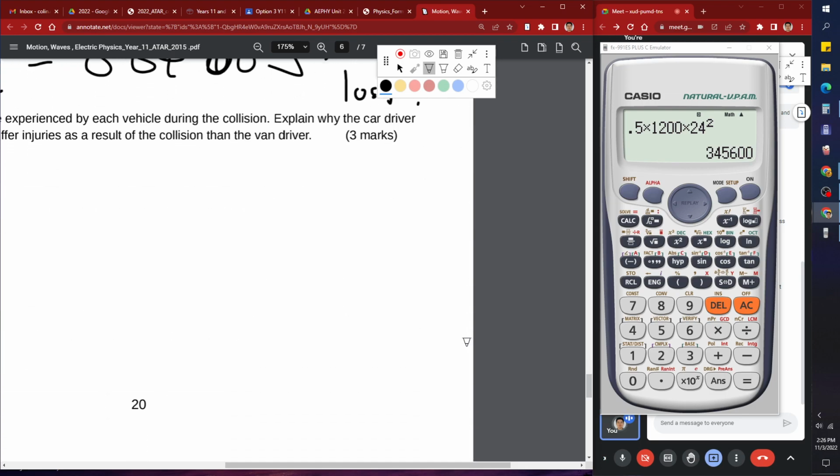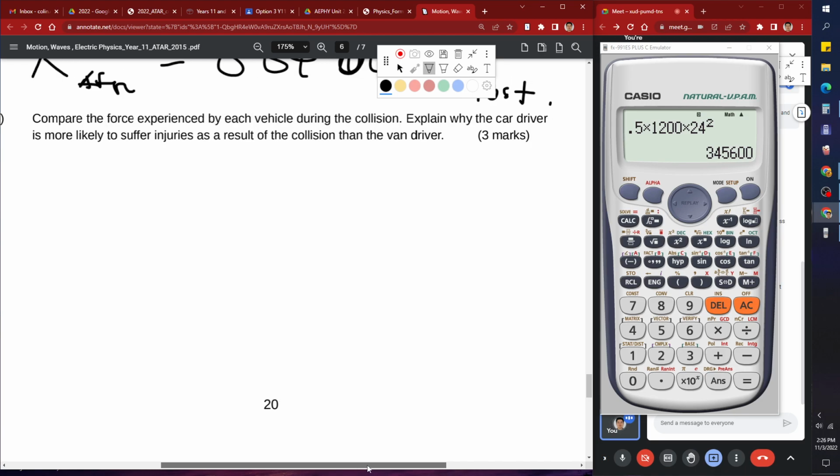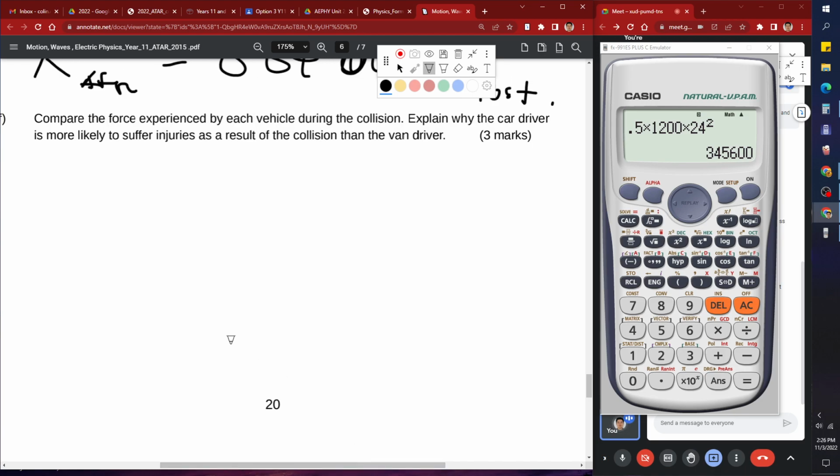These explanation ones, guys, you still gotta answer them as best you can, but don't waste your time on them at first if you find them difficult. Compare the force experienced by each vehicle during the collision. Explain why the car driver is more likely to suffer injury as a result of the collision than the van driver.